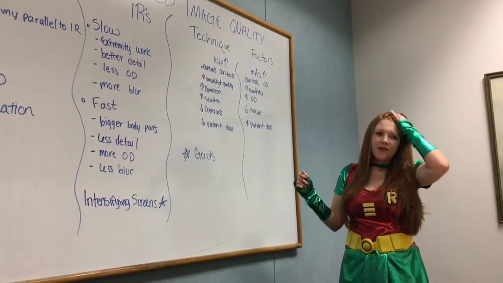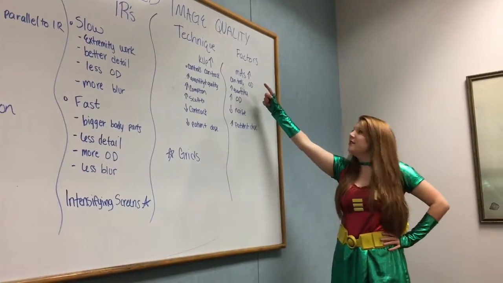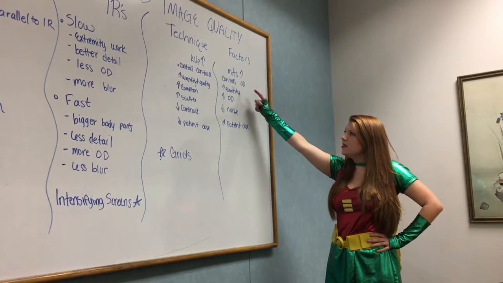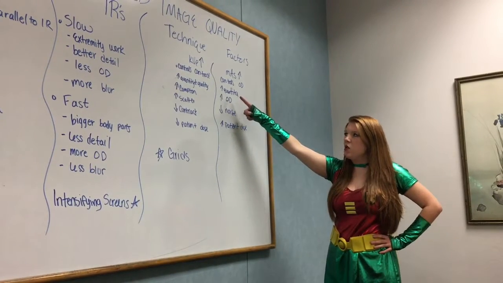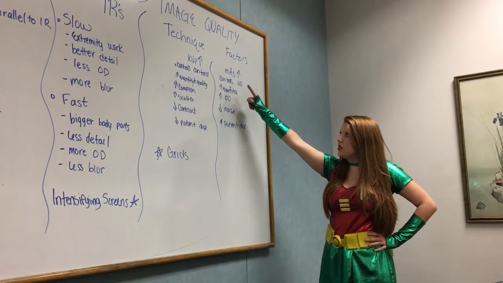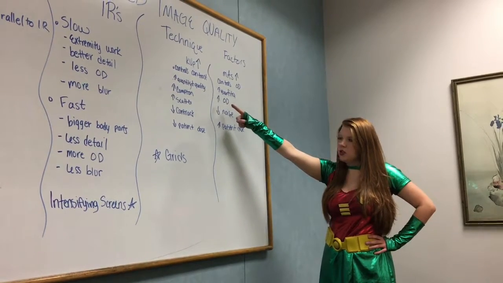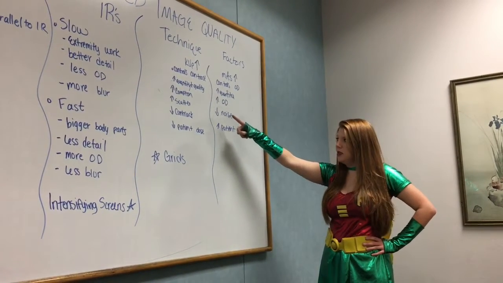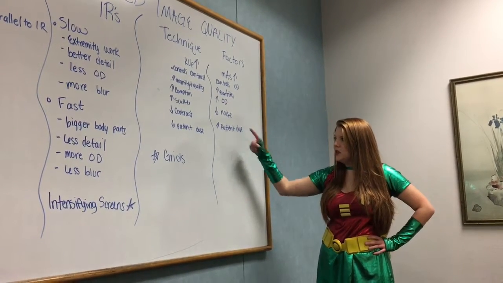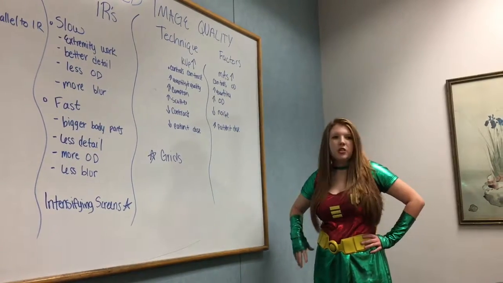Now the next technique factor is mass. If we increase mass, it's going to increase quantity. And the controlling factor is optical density. So therefore it increases the optical density. It's going to decrease noise and increase patient dose.